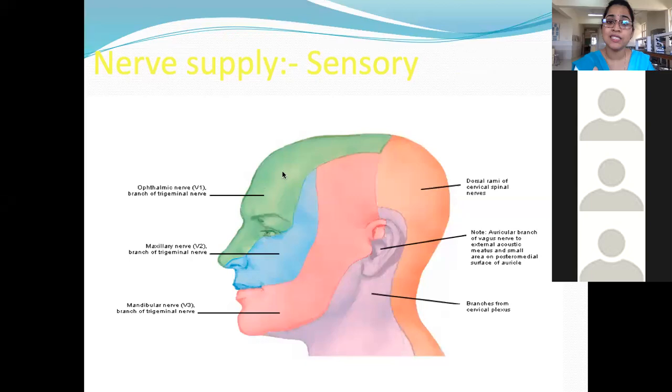So what is the sensory innervation? Trigeminal nerve supplies the face. Which nerve? Trigeminal nerve. What is the trigeminal nerve? You can see here, Roman letter 5. What do you mean by Roman letter 5? It is the fifth cranial nerve. Trigeminal nerve is the fifth cranial nerve. Why are we saying trigeminal?